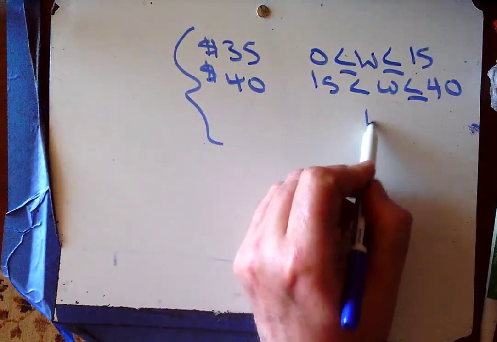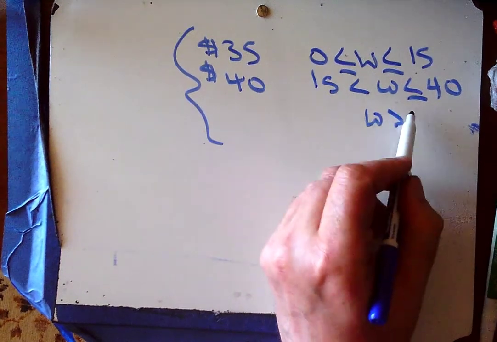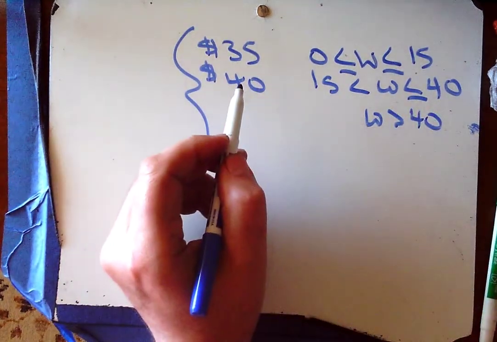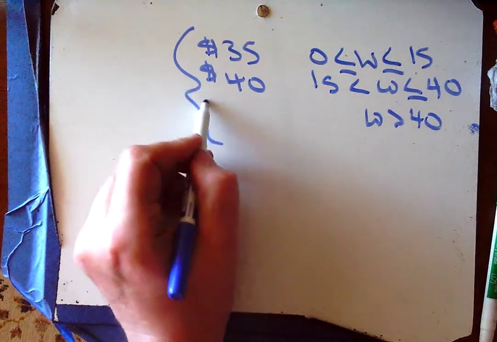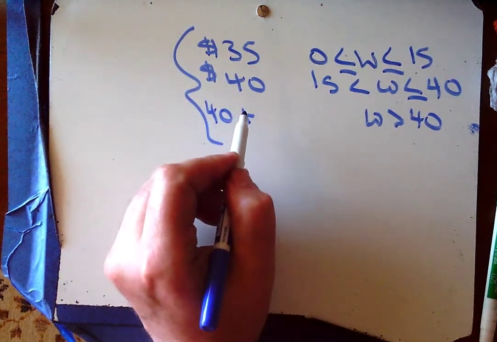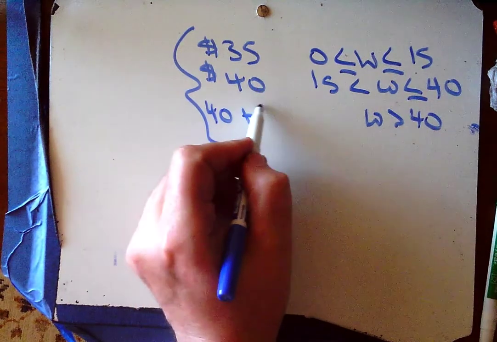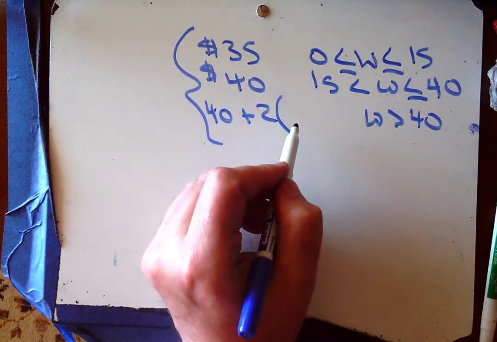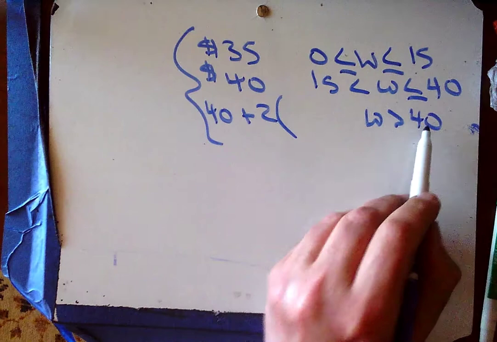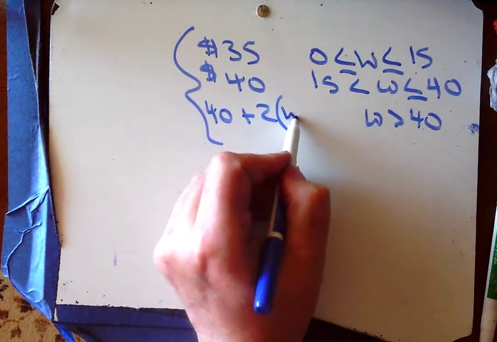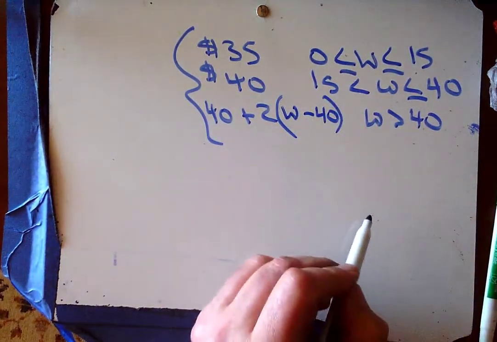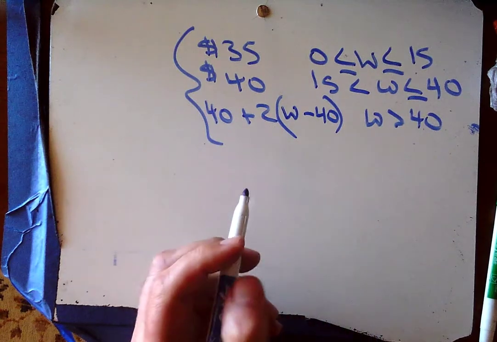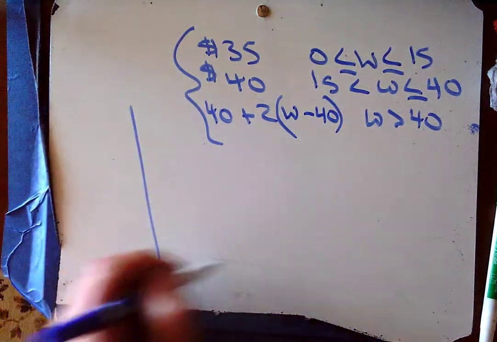And if your dog weighs more than 40 pounds, then they're going to charge you $40 plus, what's our rate of change? $2 for each pound. Now that's pounds over 40, so I want W minus 40 here. Okay, those are my three pieces. So let's think about the graph here.